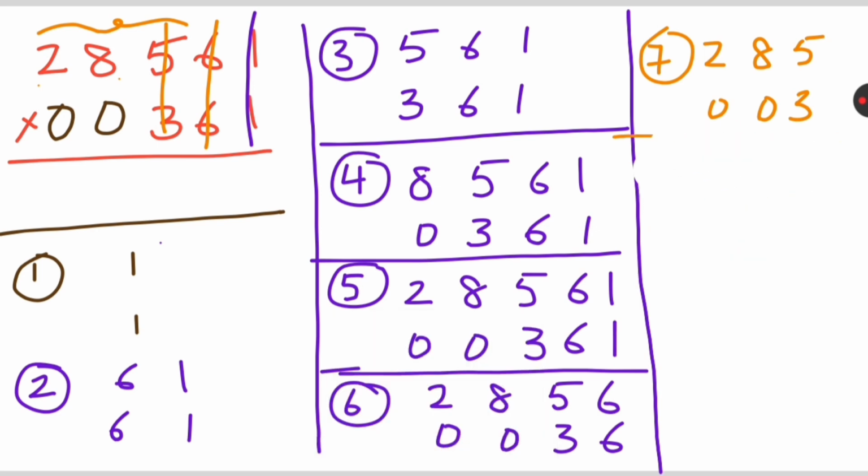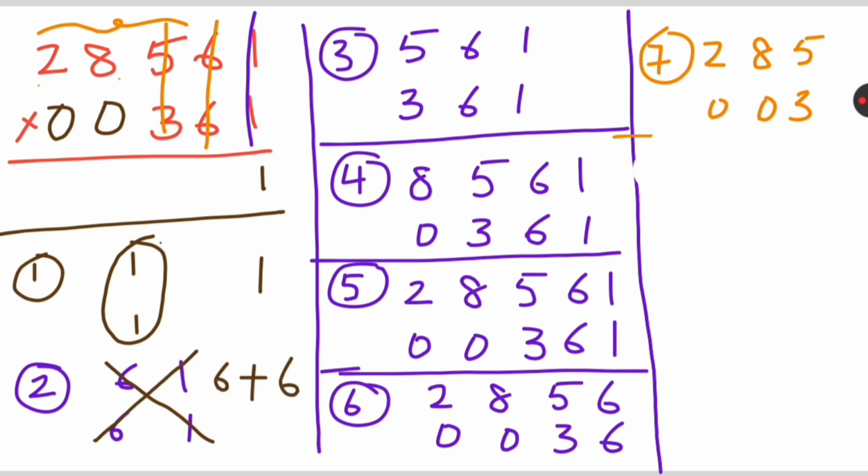Now it's time to see the result. First multiply these two. What we have? 1 times 1, which is 1. So our unit digit is 1. Go for the second step. Do cross multiply. 6 times 1 is 6, plus 6 times 1 is 6. So 6 plus 6, which gives 12. So just write only 12 here. And 2 take it here, and 1 carry.